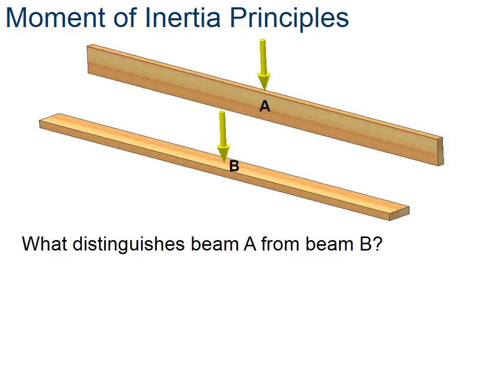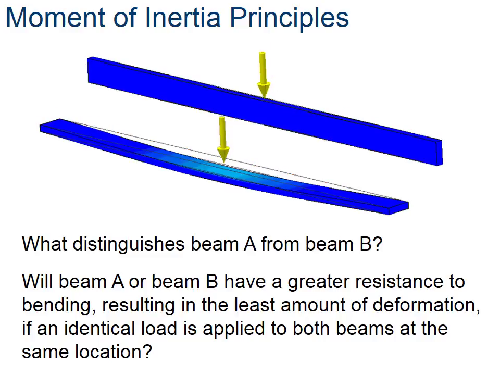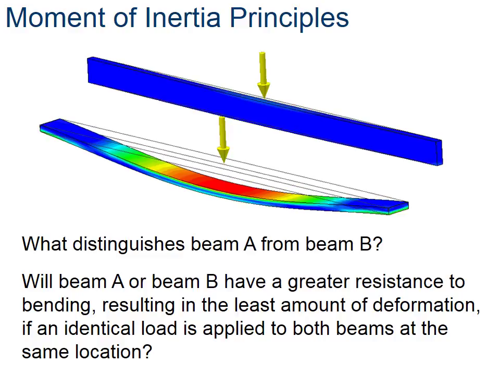So what's going to distinguish this? What's going to make beam A and beam B different? What we are doing is the yellow arrows are going to symbolize a load or a weight. So when you have resistance in the board, if you apply weight and pressure, notice how the weight is applied up here on beam A. It does not deflect nearly as much.